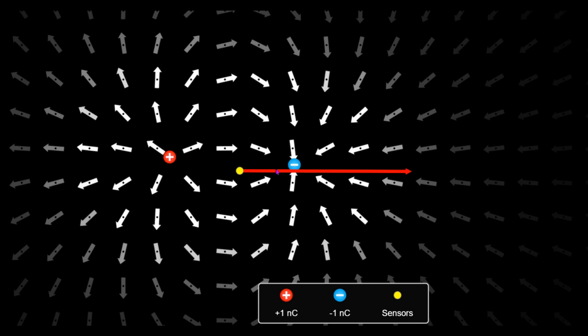So in a system of two charges, positive and negative, electric field lines start from positive and end in negative. If the charges are isolated, a single positive charge, it starts from the positive charge and ends at infinity. A single negative charge, it starts from infinity and ends in the negative charge.